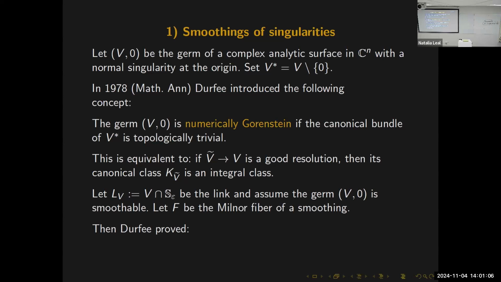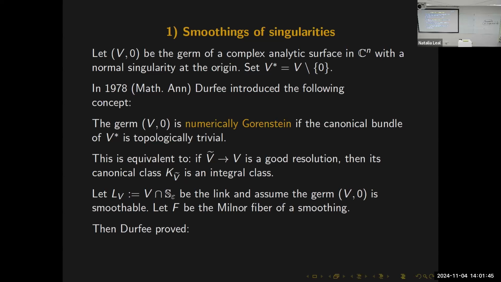If we have a two-dimensional surface V with a normal isolated singularity, then V minus the singular point is a smooth complex manifold. In '78, Durfee introduced a concept. He said that the germ was numerically Gorenstein if the canonical bundle of this manifold is trivial as a complex vector bundle, topologically trivial, not holomorphically, but topologically trivial. Then he called the singularity numerically Gorenstein. And there are many such examples.